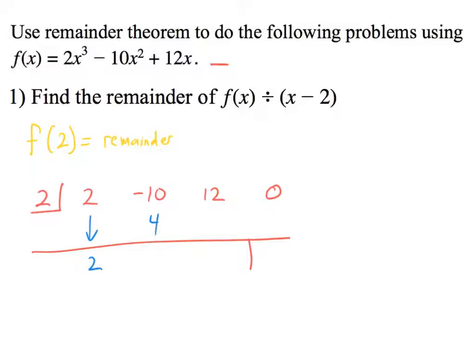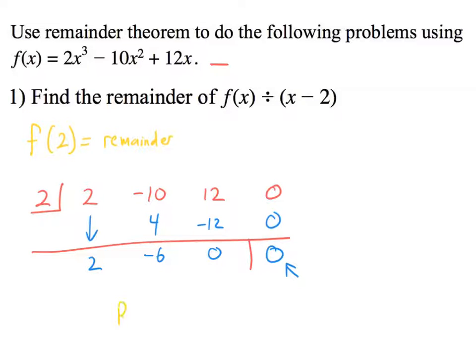2 times 2 is 4. Negative 10 plus 4 is negative 6. 2 times negative 6 is negative 12. 12 plus negative 12 is 0. 2 times 0 is 0. 0 plus 0 is 0. So what is your remainder? There it is. Our remainder for this problem is 0.